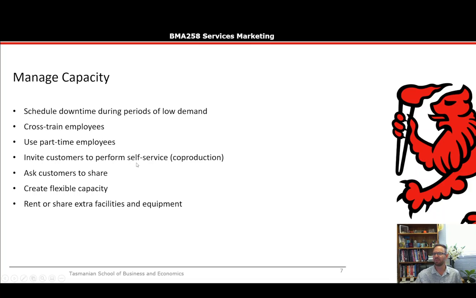Invite customers to perform self-service. Now, this might sound a little bit crazy at first. You go, well, why would customers want to be involved in providing service to themselves? But it turns out a lot of customers actually do like that, and it's called co-production of value. And it's not for everything. So if the hairdresser comes up to me and goes, oh, would you like to help cut your own hair? You'd be like, well, that doesn't make sense, right?